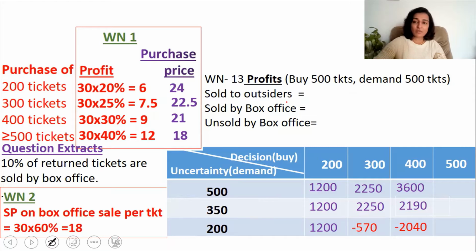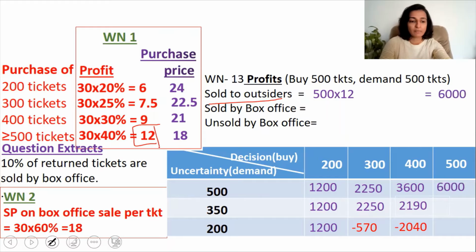Now coming to the next situation, 500 tickets he bought and 500 is the demand, which means that he is able to sell the entire quantity of 500 tickets. So sold to outsiders is 500 multiplied by 12. That is the profit that he gets in this situation, which is $6,000. So we make a note of it in the payoff table.